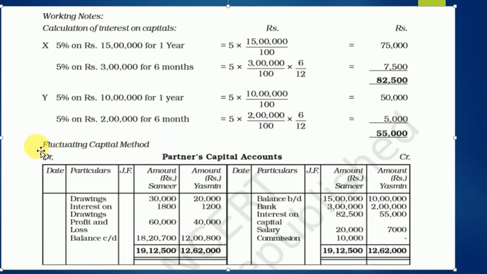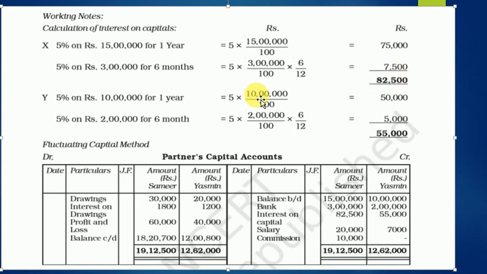So here are a few workings under this working notes heading, which is for the capital interest. For the beginning capital of 15 lakh, the interest is calculated for the full year, which comes to 75,000, and for the additional capital brought by the partner, which is for 6 months because the capital was introduced during the year, the interest comes to 7,500. So for the first partner, Samir, the total interest on capital is 82,500.